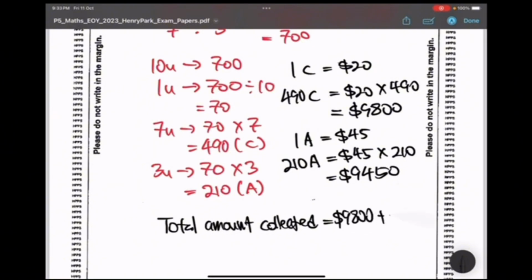So what we can do now is to find the total amount collected, which is just 9,800 plus 9,450, and that would give me 19,250, and this is my answer for question number 10.